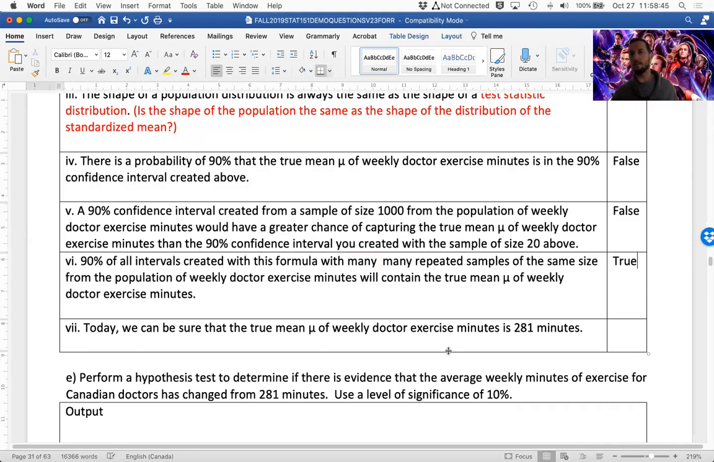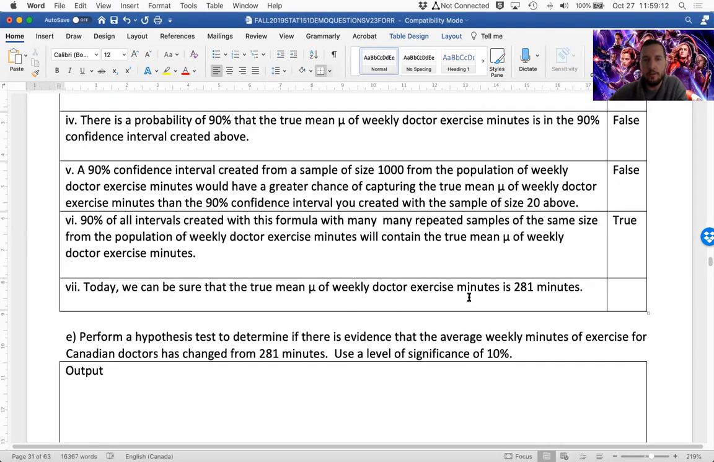So basically, this is just saying that if we computed 1,000 confidence intervals from this population using samples of the same size, 90% of those 1,000 would contain the true mean, and that's true. We expect that to be true. So this sentence is just reiterating the definition of the word confidence, which is something that we established when we introduced confidence intervals in the lecture.